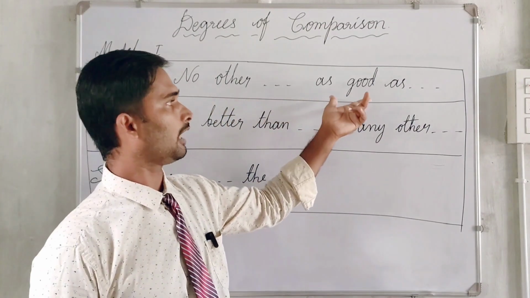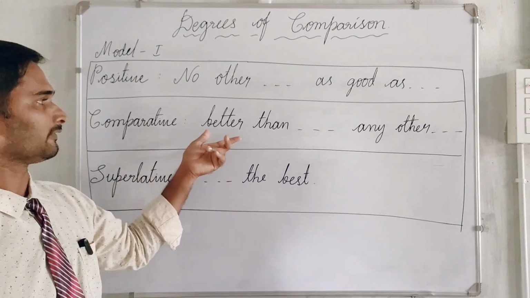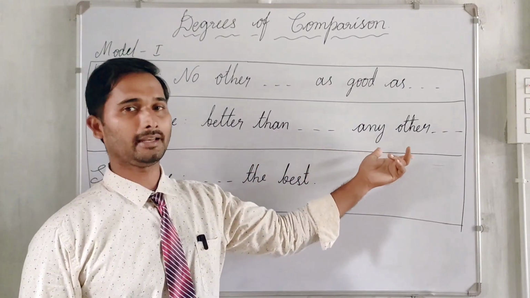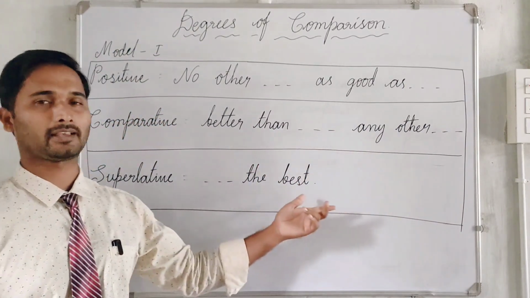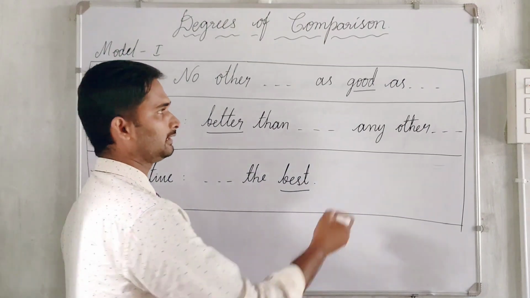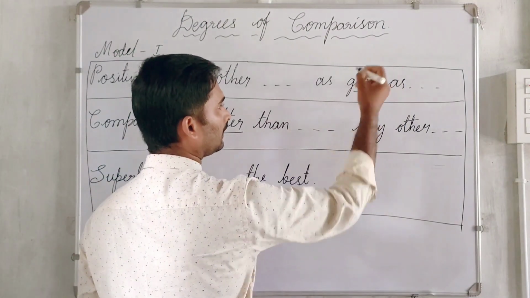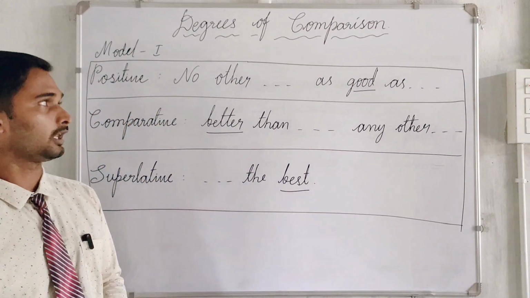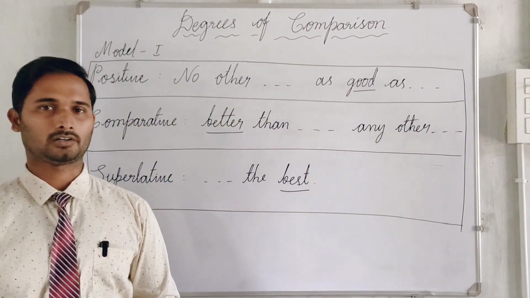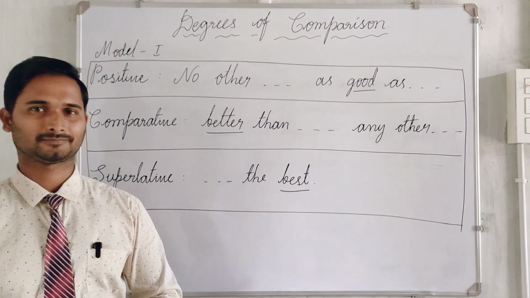Positive: no other, as good as. Comparative: better than any other. Superlative: the best. The adjective good is taken as an example to express Model 1. The hints, or we also call them key points.